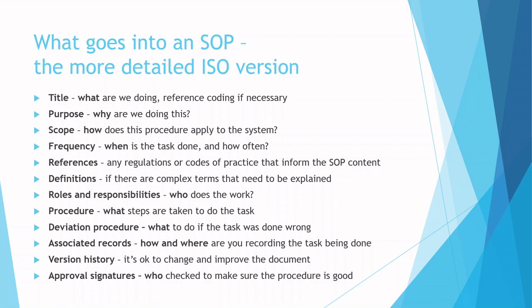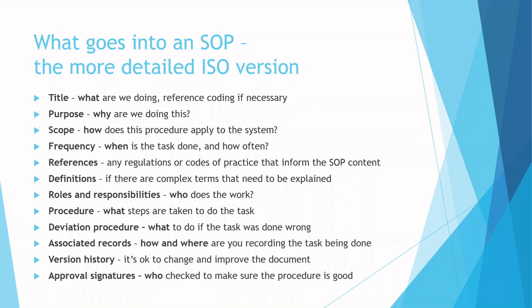Now, this is where we're adding some complexity, a deviation procedure. So if the task or related functions are being done wrong, how do we fix it? Associated records is how and where we are recording that task being done. A version history, now that's also a little bit of added complexity. This just allows us to know what version of the document we're on.